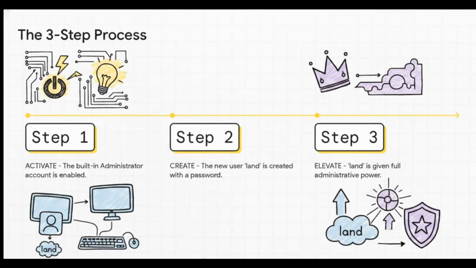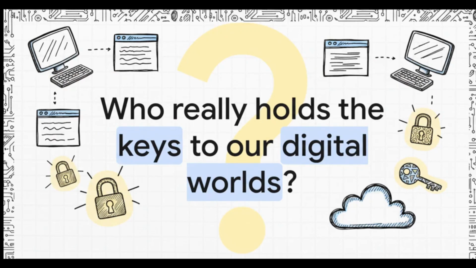When you lay it all out, the logic is just so simple and clean, right? Step 1, we activate the hidden power. Step 2, we create our new player. And step 3, we elevate them to the highest level. Activate, create, elevate. And just like that, a new super user is born. Which brings us to the big takeaway here.